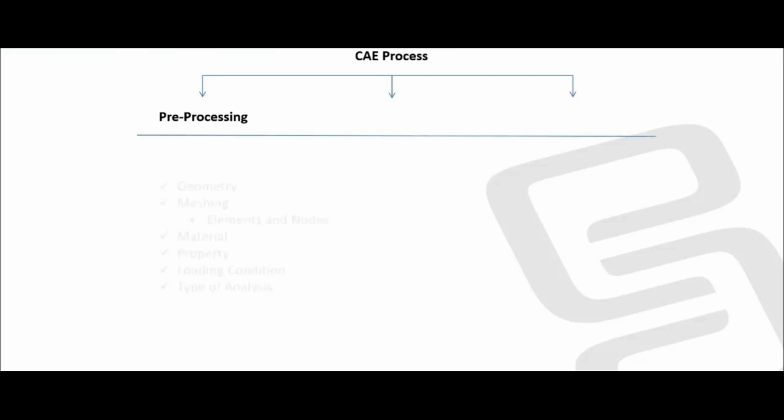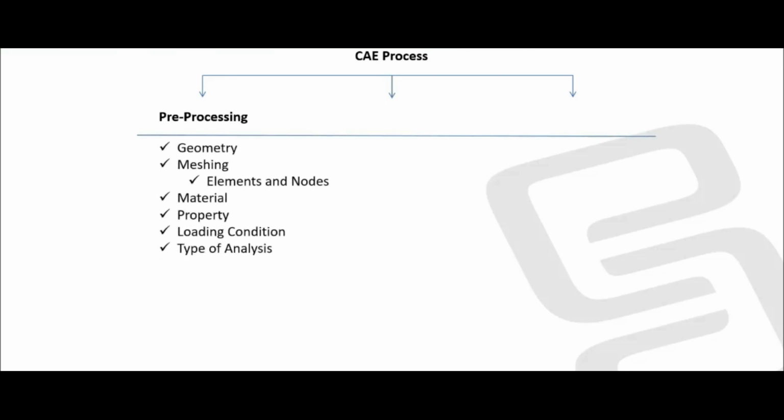Now we will talk about the CAE process. So in the CAE process, first we start with pre-processing. Under pre-processing, we perform all the activities like geometry, which means either geometry creation or editing the geometry. Next is the meshing part, where we create elements and nodes. Then material define, property define, loading conditions, type of analysis, etc. Basically defining everything before clicking on solve comes under pre-processing.